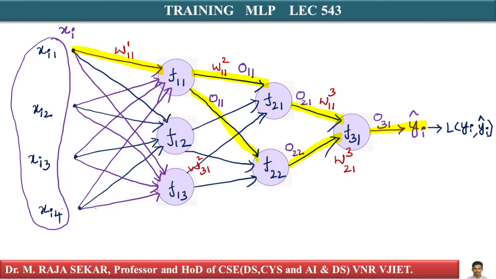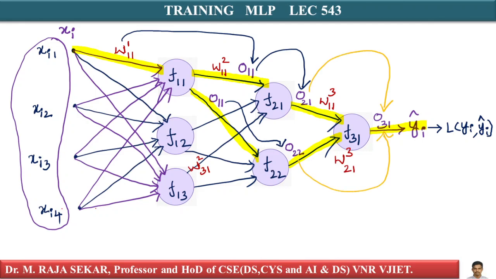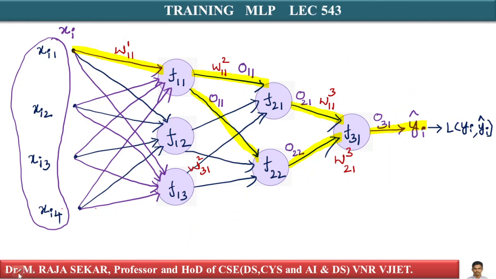Yes, this is a slightly more tricky case. Which one do we have to calculate? I must calculate this one, ∂L by ∂W111, isn't it? If you notice, W111 impacts O11, isn't it?